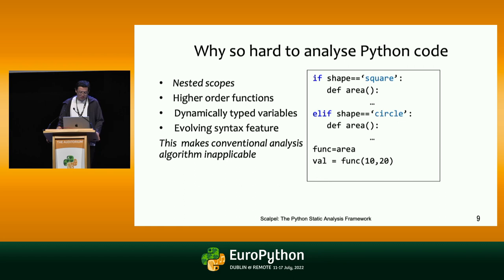You have defined two error functions to compute the error of different shapes. But when a function call actually happens, how can we know which function is actually invoked, right? So the second feature is dynamically typed variables. Strictly speaking, a variable has no type. Only the value can be typed in the Python language, and variables are actually names.